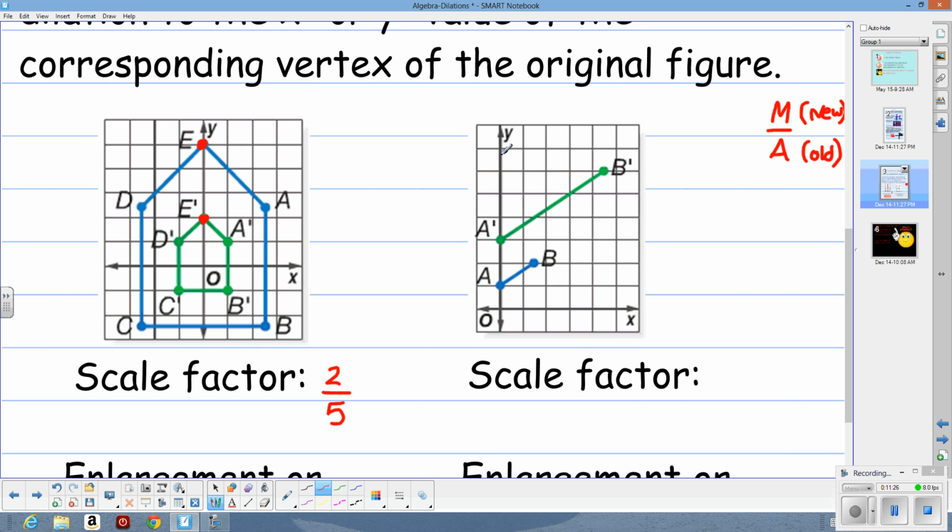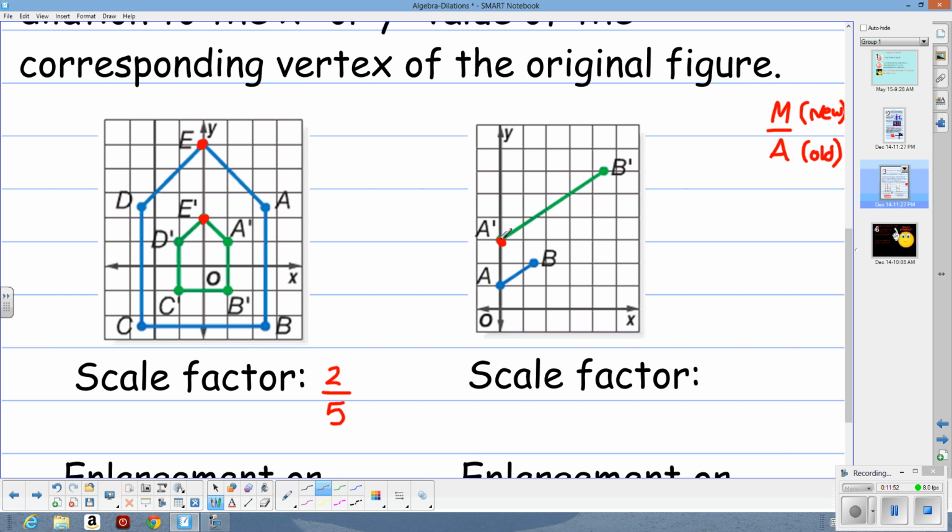Now if I want to work on this one here, I would probably choose A as my point that I'm going to compare, because B, well, I can guess what the value is of the x coordinate here. I don't really know what it is exactly. So let's just go with A and A prime. Again, it's the new one, or this one right here.